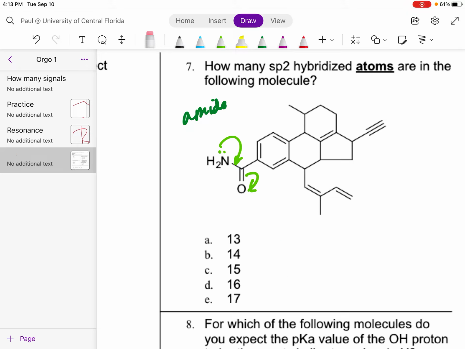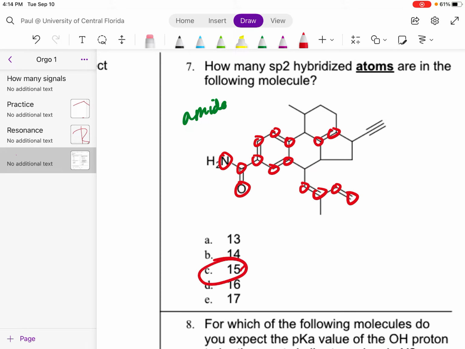So counting this all up, let's do it in red. How many atoms are sp2 hybridized? 1, 2, 3, 4, 5, 6, 7, 8, 9, 10, 11, 12, 13, 14, 15. So the correct answer is C. But what is the hybridization state of that carbon or that carbon? Both of those are going to be sp hybridized.